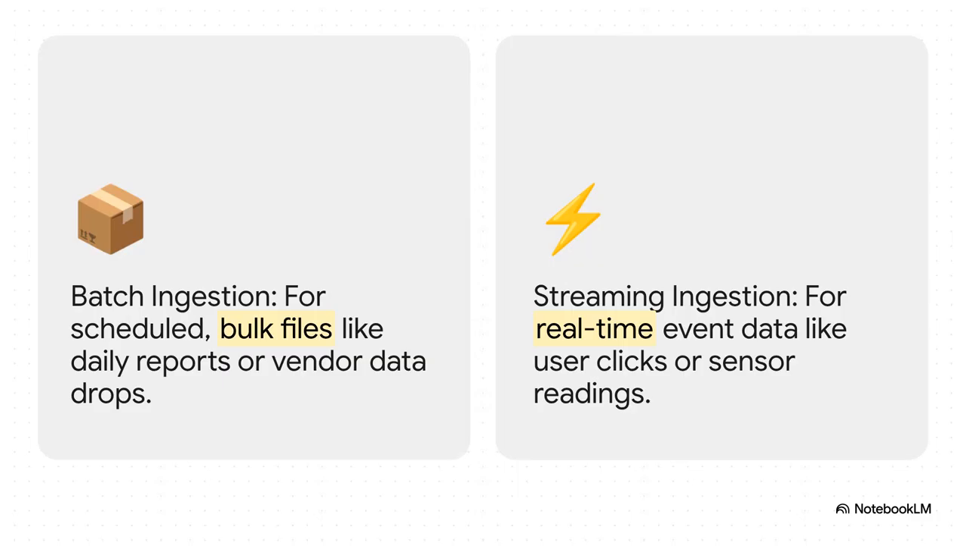Now, our loading dock basically has two main doors. On one side, you've got batch ingestion. This is for the big, scheduled deliveries. You know, the truck that shows up every morning with yesterday's sales reports. On the other side, you've got streaming ingestion. This is like a constant live feed of packages arriving one by one. Every user click, every social media post, every little ping from a sensor.